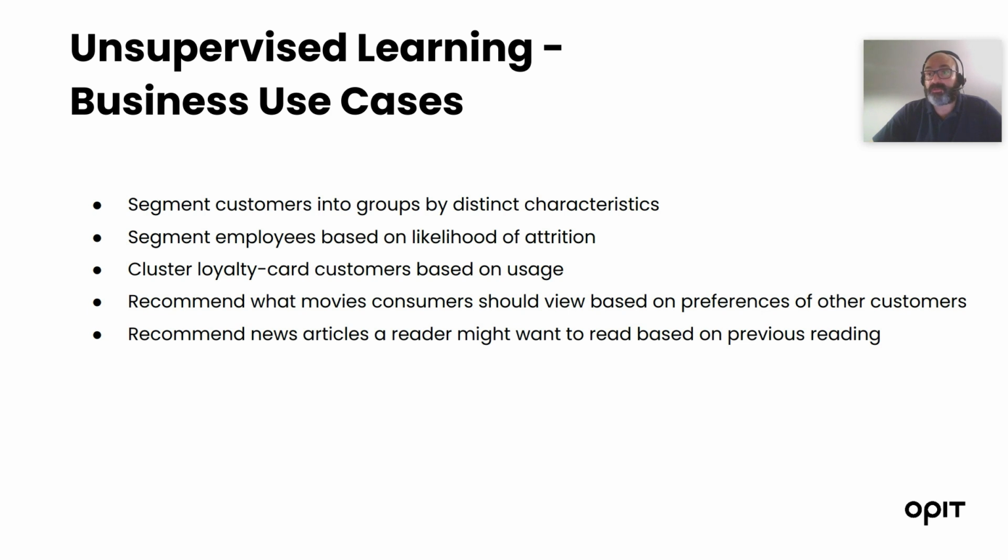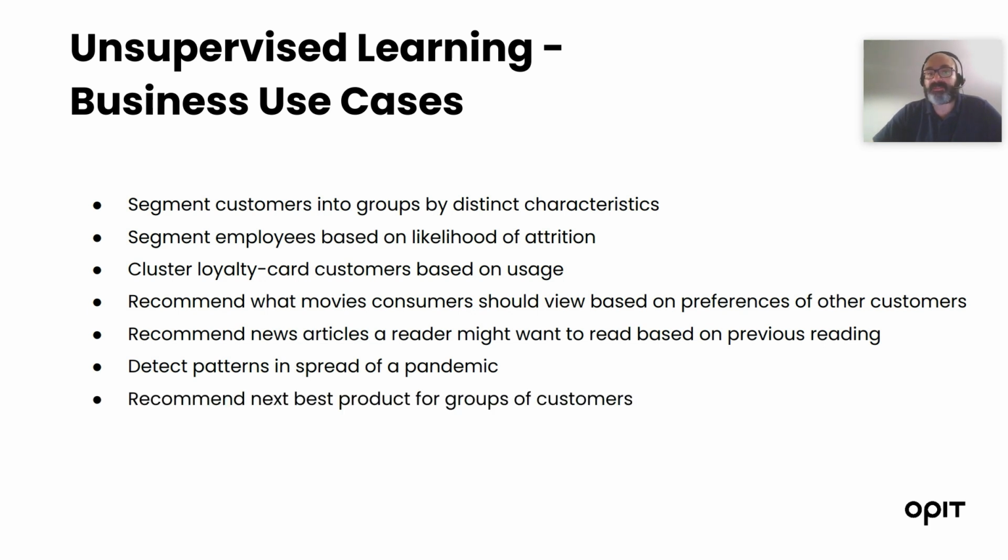We can also use unsupervised learning to recommend news articles a reader may want to read based on previous reading. We can also detect patterns, for example, in the spreading of diseases or pandemics. We can recommend the next best product for groups, for example, groups of customers. And another important application is to predict brain tumor progression, also because in that case we have no labels to use.